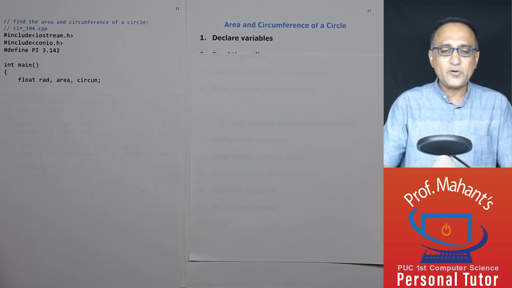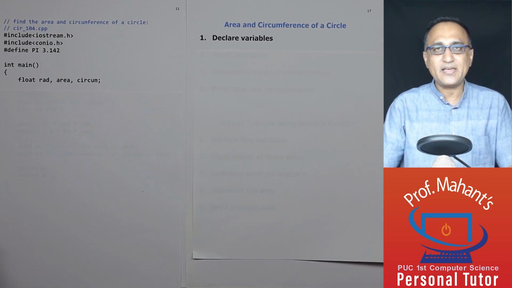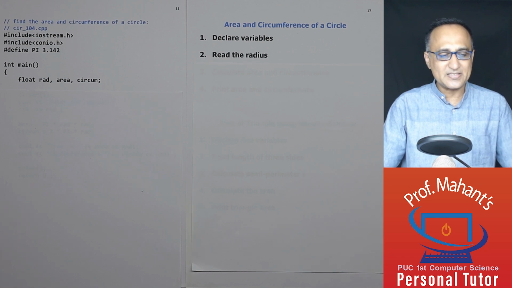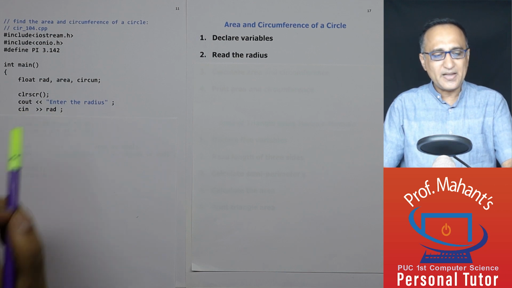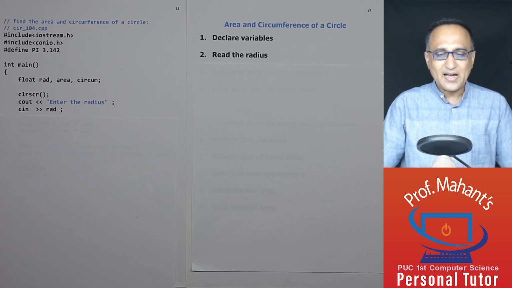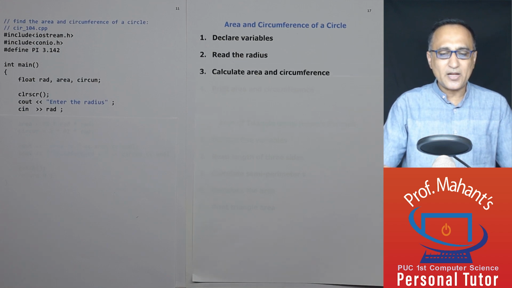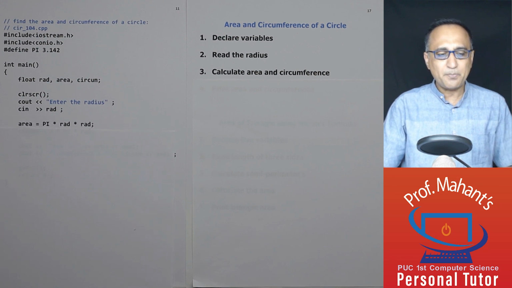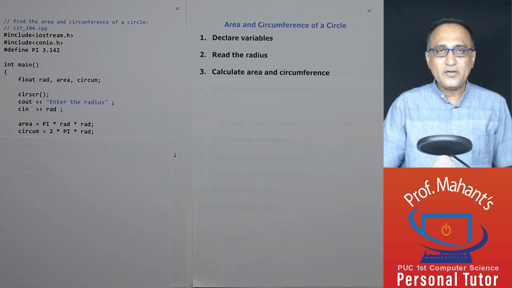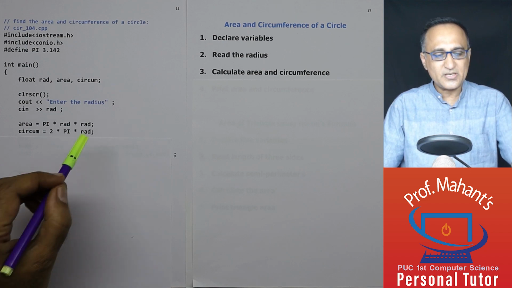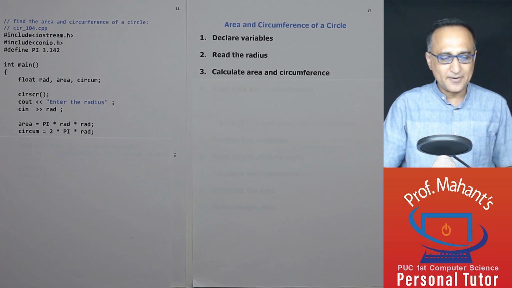What is the first thing I need to calculate the area and circumference? I need the radius. So after this clear screen, I am asking the user to enter the radius. Using cin, I am reading the radius. Then once I read the radius, I am required to calculate the area and circumference. So firstly, I calculate the area as pi into radius into radius. Then what is the circumference? Circumference is 2 into pi into radius, with a semicolon at the end of each line.